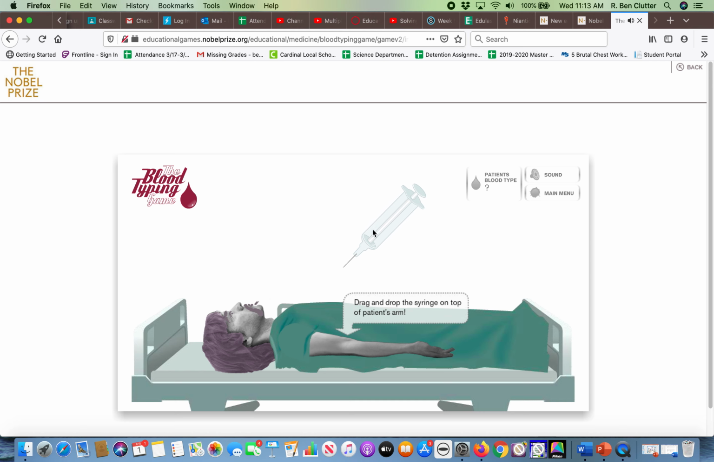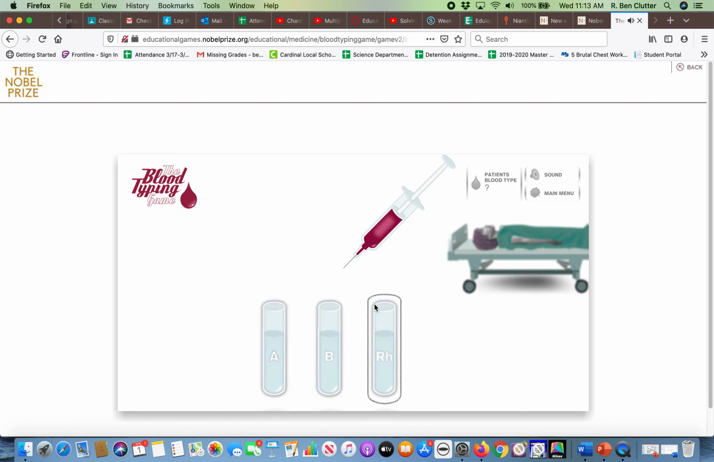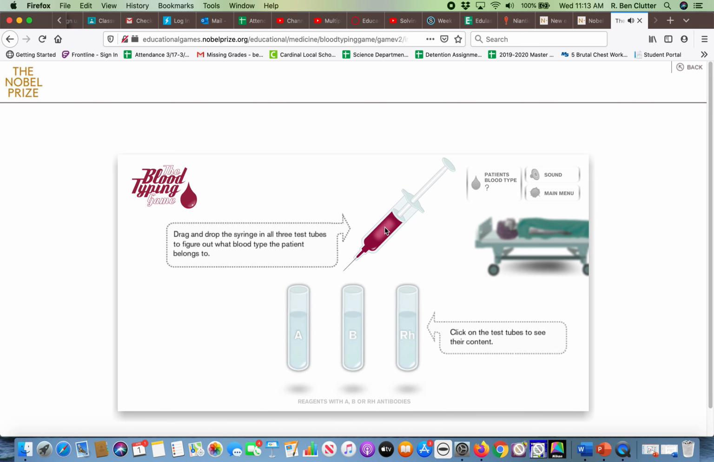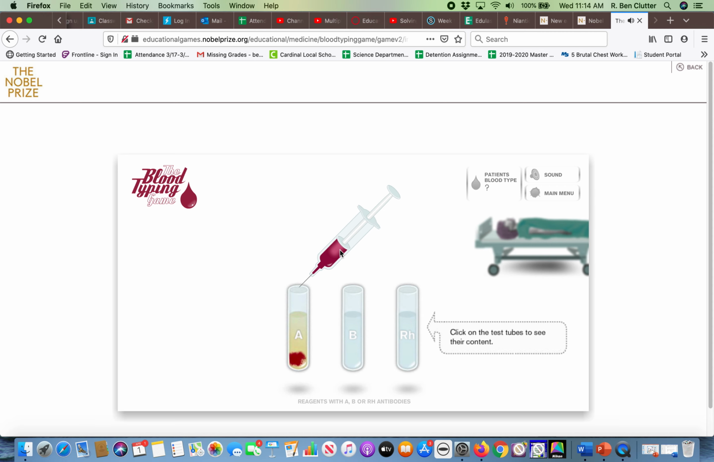Anyways, let's draw their blood. Now, we're going to put some of the blood in the A vial. This is antibody A. So if we see clumping, we see clumping. So what blood type is that? I'll put it in the B. No clumping. So what blood type do we have so far? You should say, and you can click on it for help, that this is A blood type. It's A something, because B doesn't have the protein, so we know that the A antigen is there.